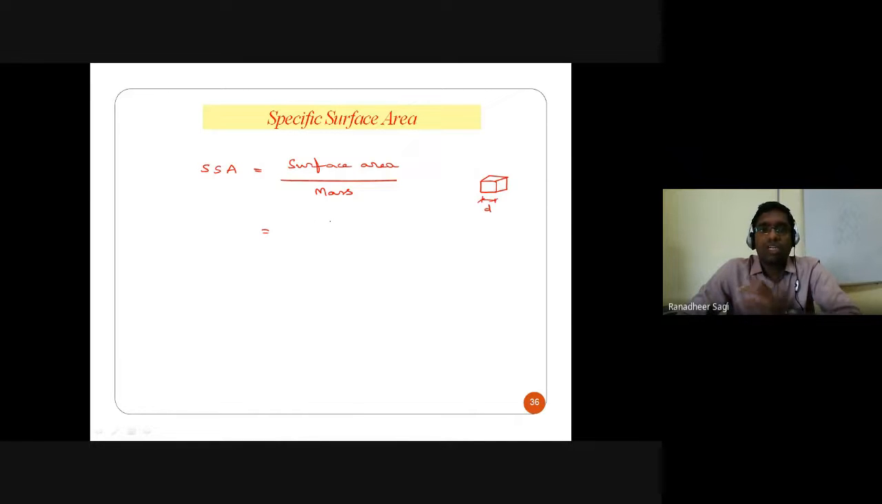Surface area: you are going to have 6 faces for this cubical element. So 6 times the surface area of each face, which is D squared, divided by the mass of that element. The mass of that element I can write as the volume of that element times the mass density. So this I can write as 6D squared divided by the volume of the cubical element, which is D cubed, times rho. Rho is the mass density of that soil grain. So D squared and D cubed cancel, and what I'll have is the specific surface area simply as 6 by D rho.